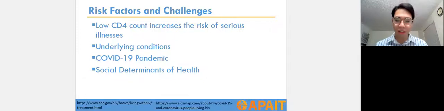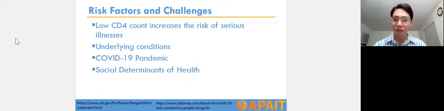All right, risk factors and challenges. Now, if you recall in our earlier slides, we mentioned that a low CD4 count can potentially lead to other illnesses such as COVID-19, which can increase the chances of being hospitalized and developing severe symptoms. Now, most studies show that people with HIV who have underlying conditions, such as obesity, diabetes, or high blood pressure, and COVID-19 have a higher risk of severe illness or death than other people with HIV.